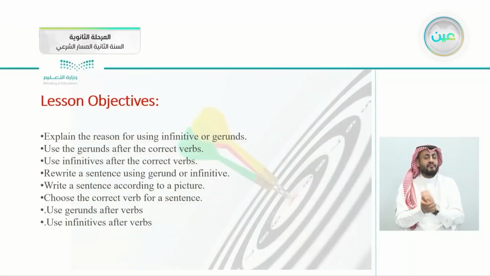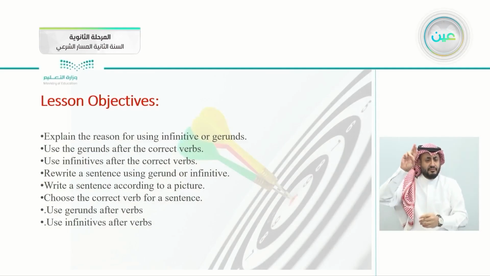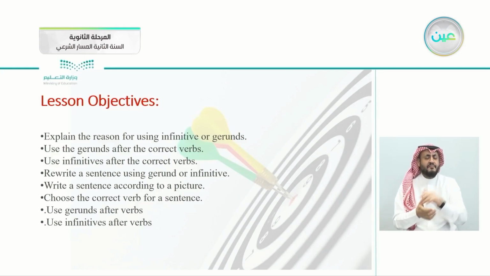So these are today's objectives: to explain the reason for using infinitive or gerunds. So today we'll be taking gerunds and infinitives again, but this time more deeply. Use the gerunds after the correct verbs. Use infinitives after the correct verbs. Rewrite a sentence using gerunds or infinitive. Write the sentence according to a picture. Choose the correct verb of a sentence. Use gerunds after verbs, and also use infinitives after verbs. So these are all of today's objectives. We'll be taking them one by one.